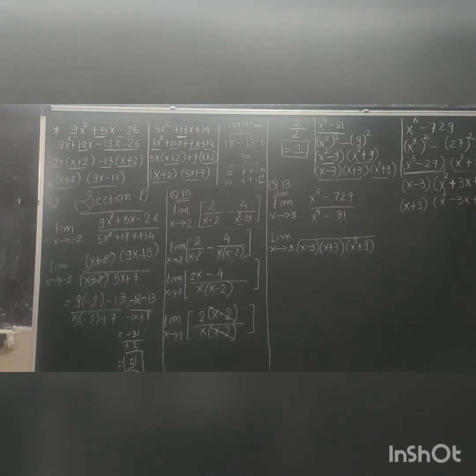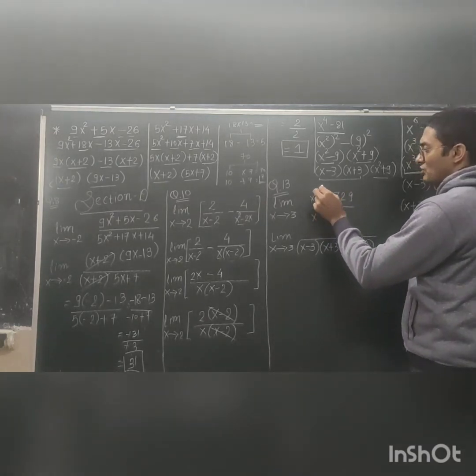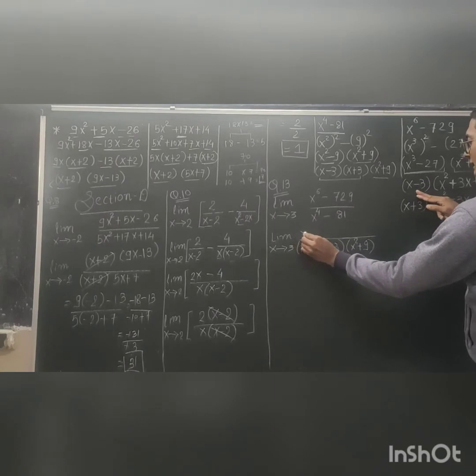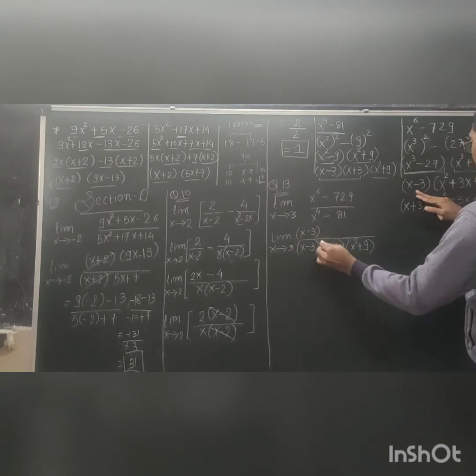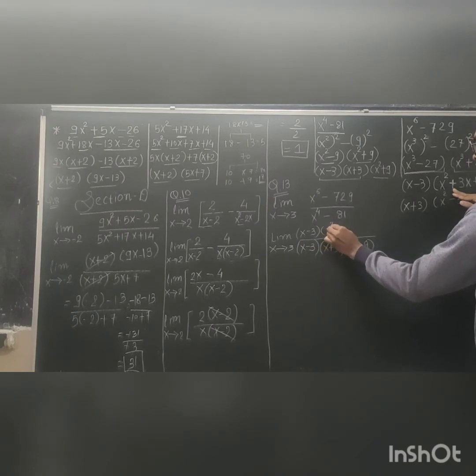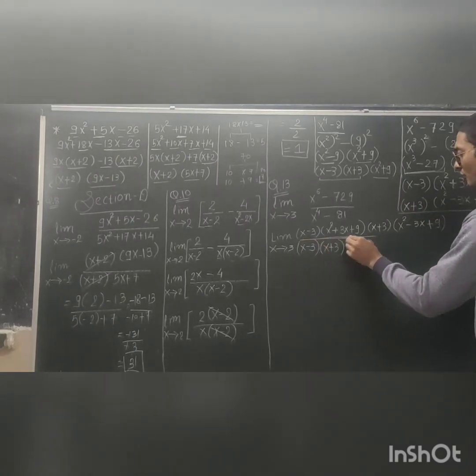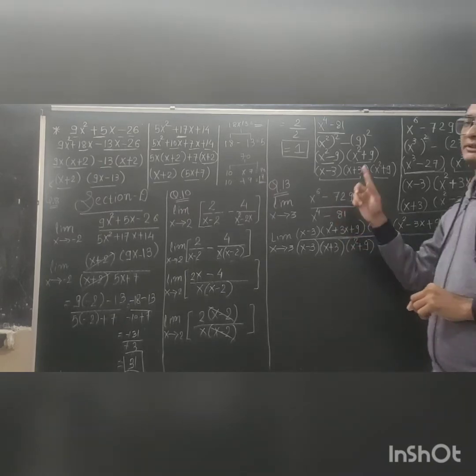It remains the same. So now, instead of x raised to 6 minus 729, we have to write x minus 3, x square plus 3x plus 9, third bracket x plus 3, and fourth bracket x square minus 3x plus 9. So this is the full simplification of this factorization.